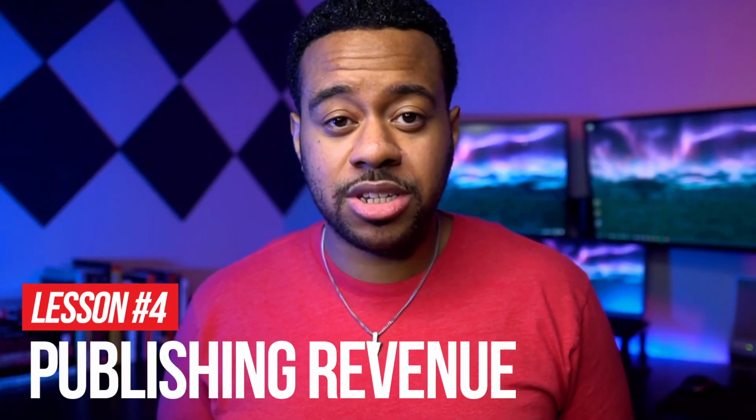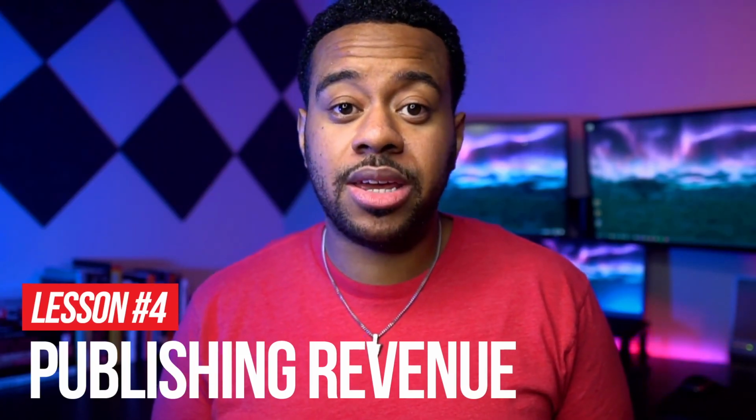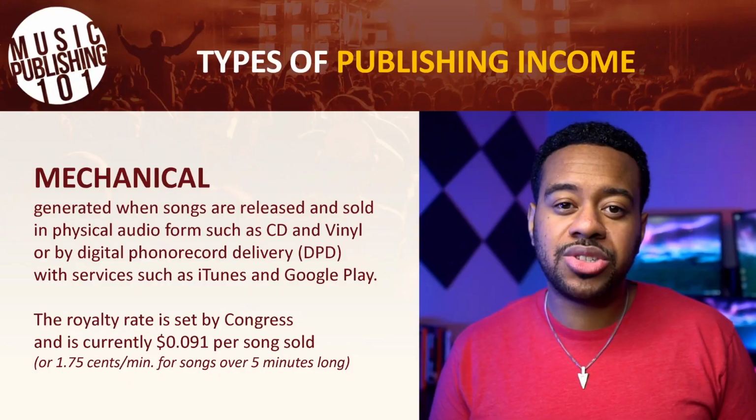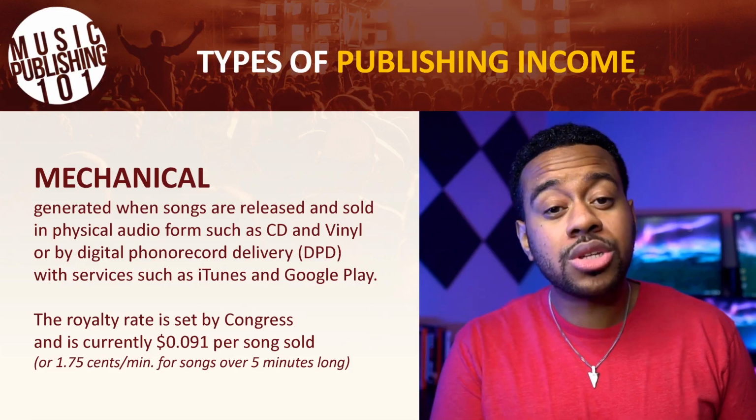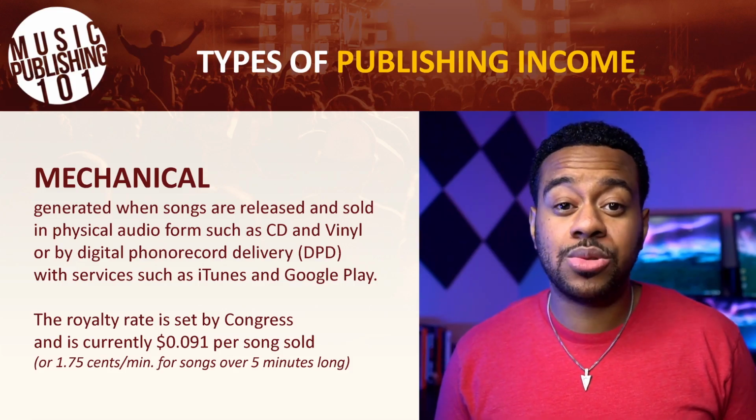So let's say you have your publishing deal or set up your own publishing company and you have a song that's a hit. There are several different types of publishing income that you can participate in. First up are mechanicals. These royalties are generated when songs are released in physical audio form such as CD and vinyl, or sold for digital download in stores like iTunes and Google Play.